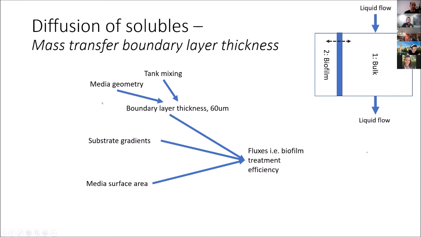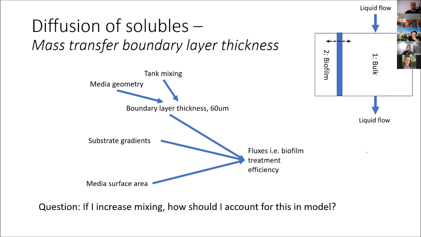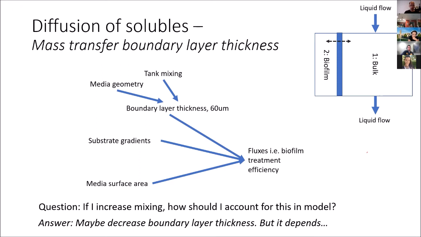So that's just represented here visually, that we should be thinking maybe a bit about media geometry, whether we have cassettes, what the packing density is, what the tank mixing is. So all things to keep in mind. A question we might ask is, in parts 3 and 4 of this workshop, if you think about highly mixed or poorly mixed tanks, how might you account for this in the model? You might account for this through changing your boundary layer thickness, but it depends. That's our statement that we're going to say a lot when it comes to biofilm modeling, that it does depend.